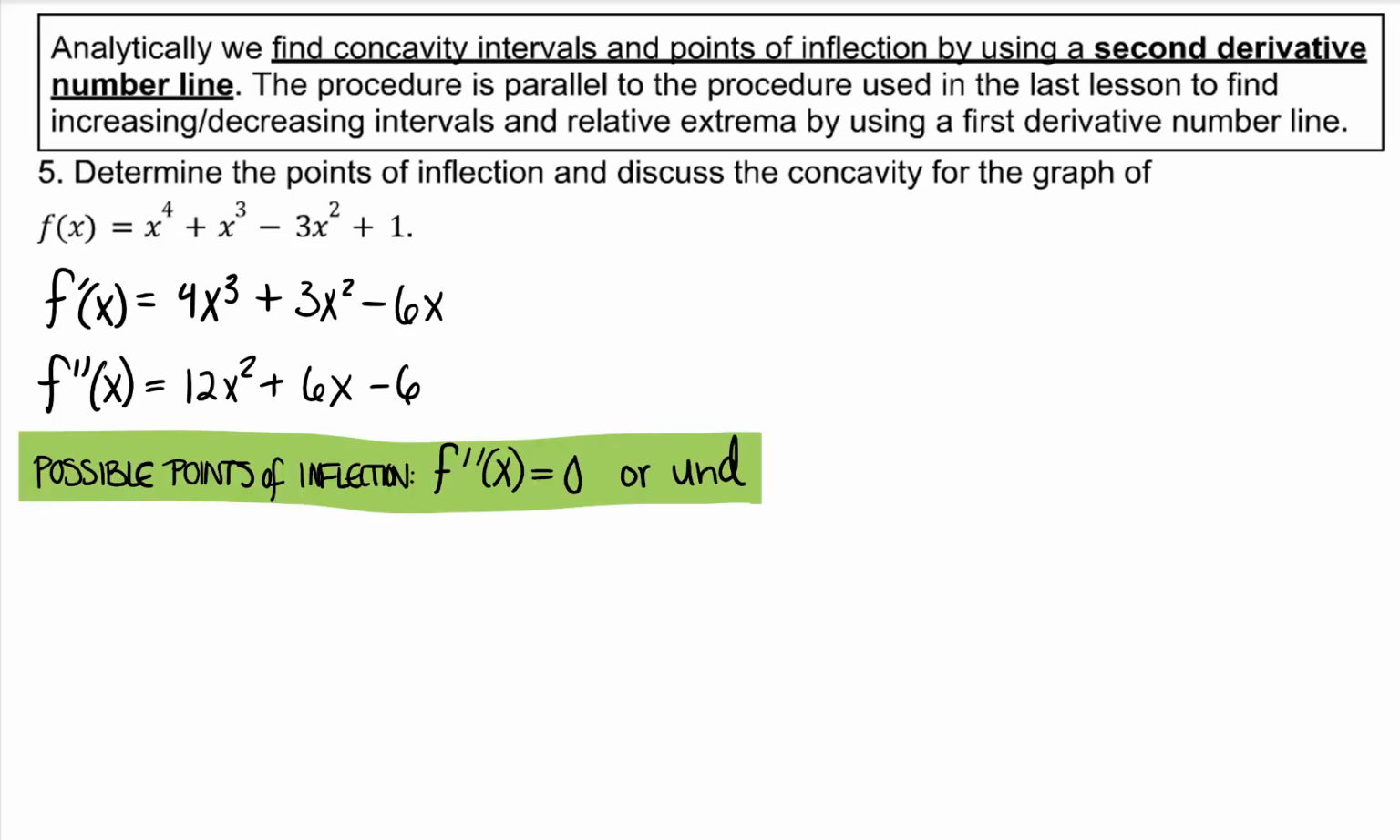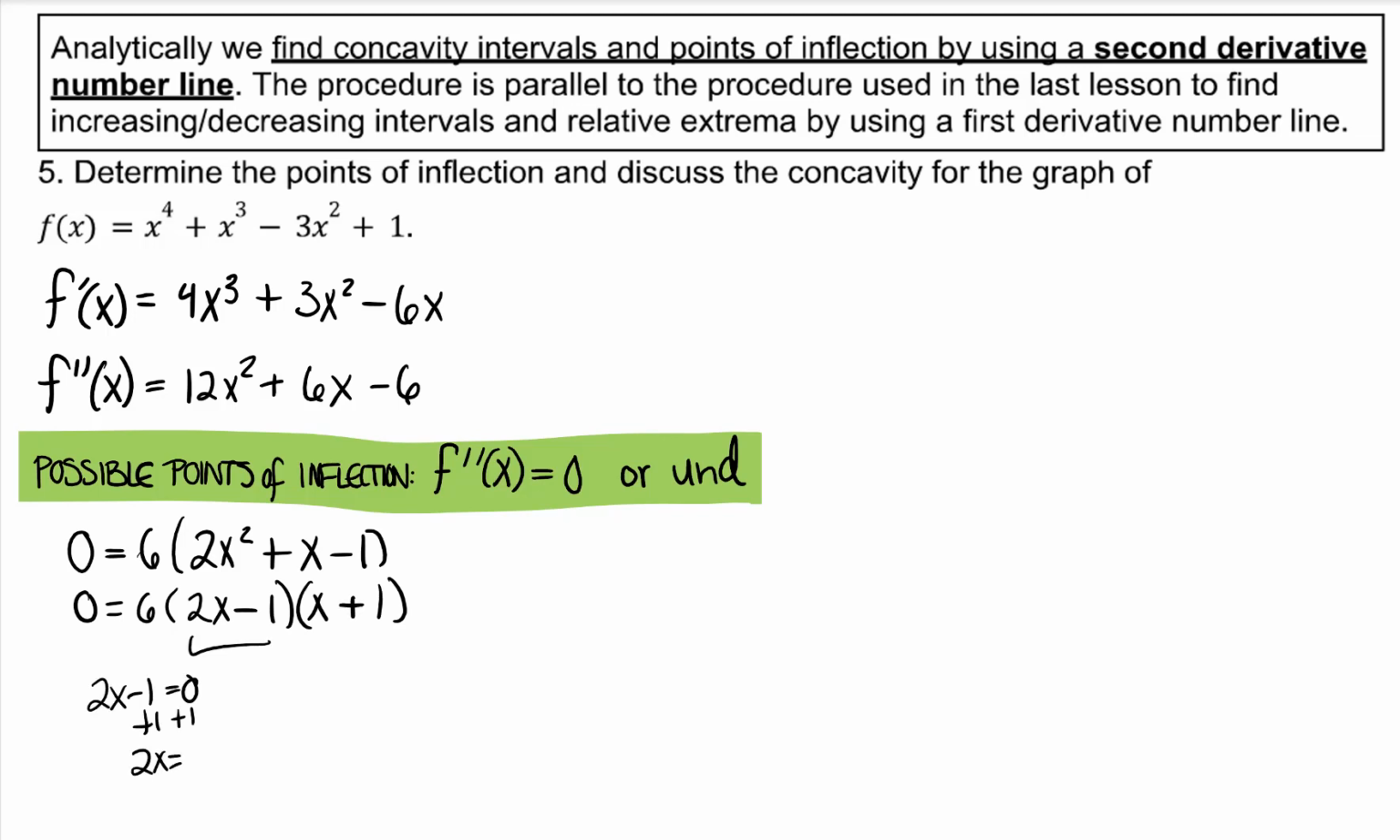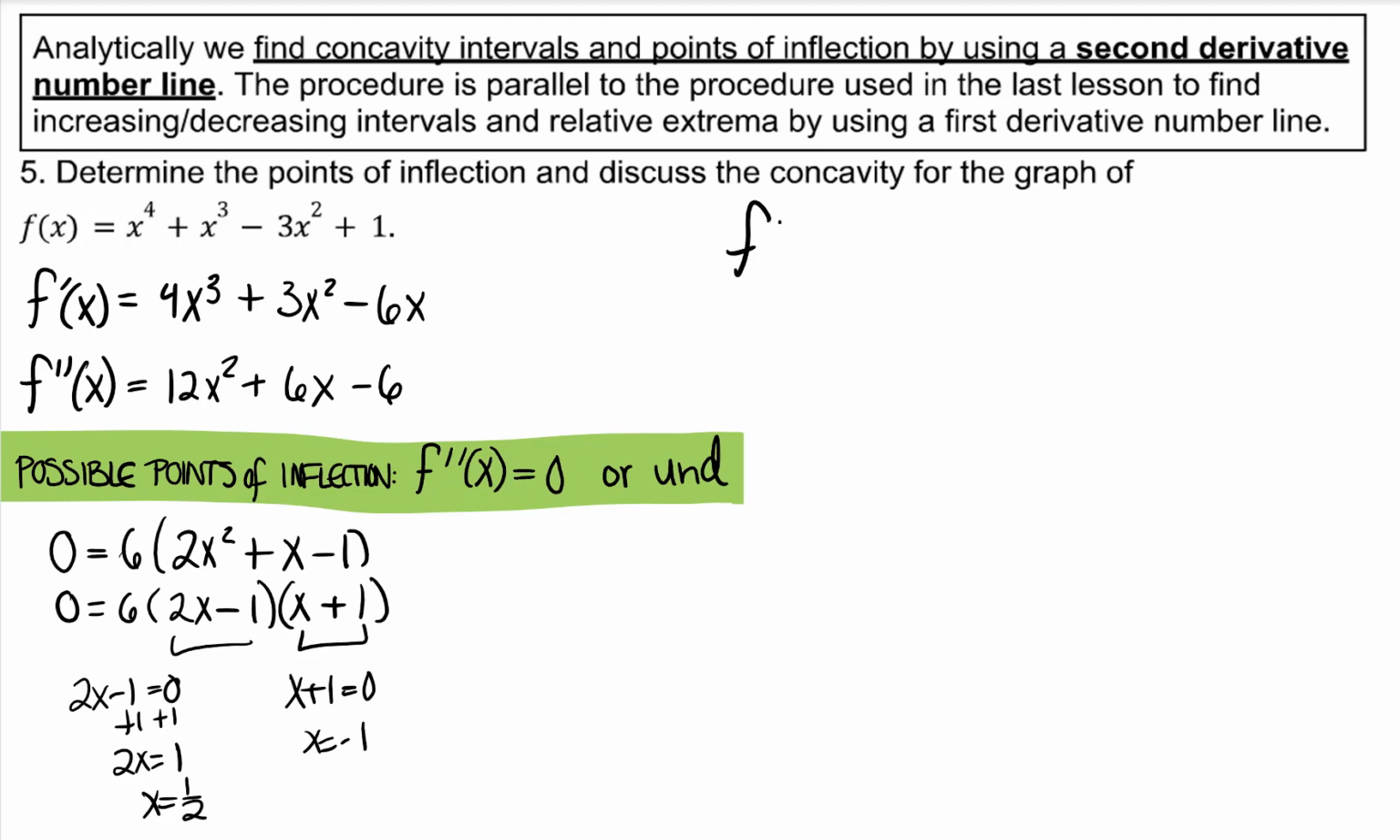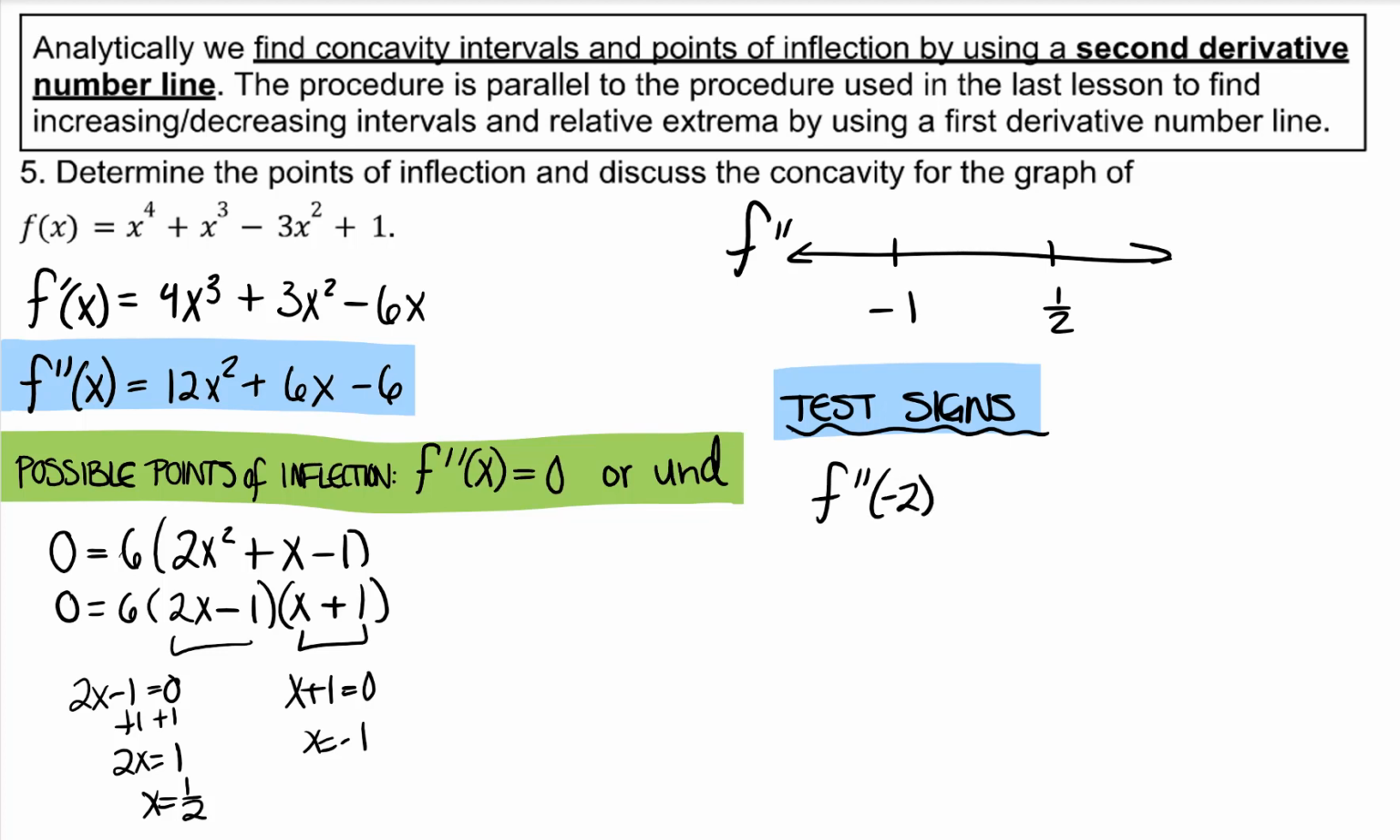Because the second derivative is a parabola, we do not have any domain restrictions. Let's factor and solve f prime prime of x equal to 0. We have 2 possible points of inflection, x equals 1/2 and x equals -1. Let's make an f prime prime number line and check the signs on each of these intervals. To the left of -1, in between -1 and 1/2, and to the right of 1/2.